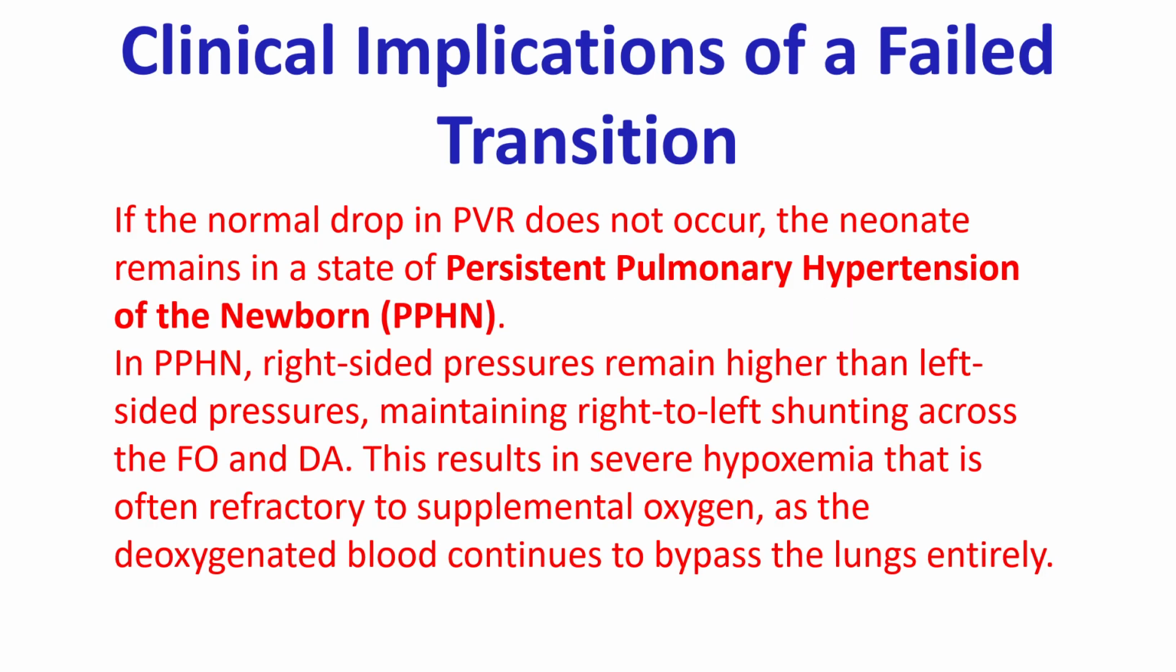Clinical implications of a failed transition. If the normal drop in pulmonary vascular resistance does not occur, the neonate remains in a state of persistent pulmonary hypertension of the newborn. In PPHN, right-sided pressures remain higher than left-sided pressures, maintaining right-to-left shunting across the foramen ovale and ductus arteriosus. This results in severe hypoxemia that is often refractory to supplemental oxygen, as the deoxygenated blood continues to bypass the lungs entirely.